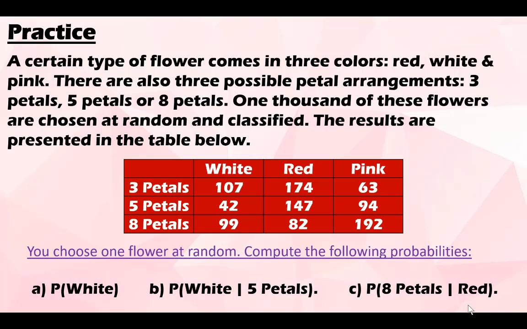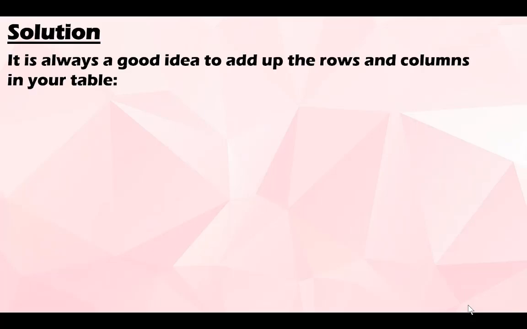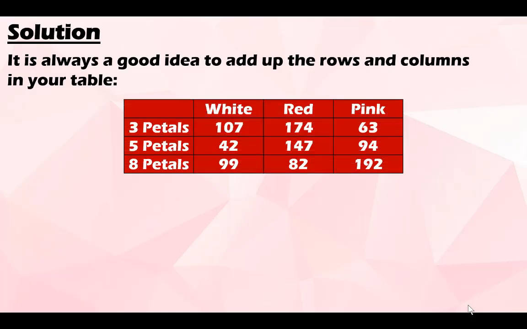Okay, so let's take a look. Again, since we're dealing with probability and a table, we want to add up all the rows and columns. So if we add up the white petal flowers, we get 248. For red petal flowers, these add up to 403, and pink flowers add up to 349. 3-petal flowers add up to 344. 5-petal flowers add up to 283. And 8-petal flowers add up to 373.